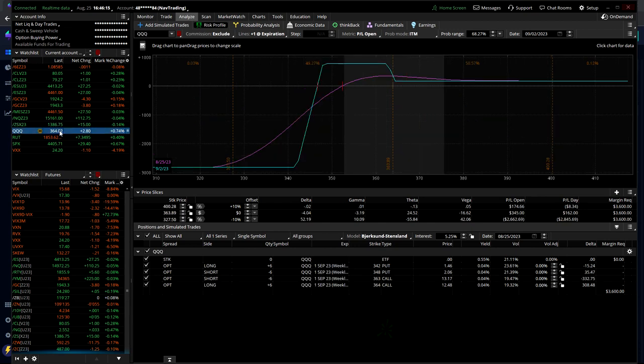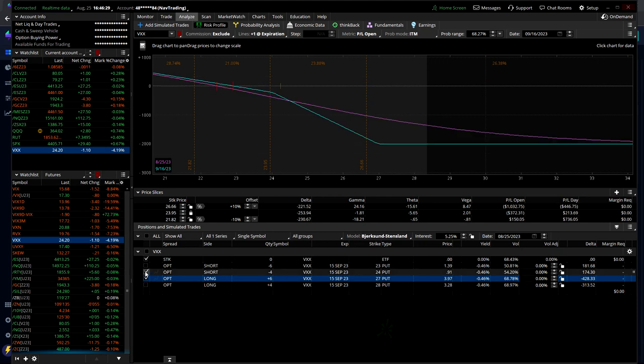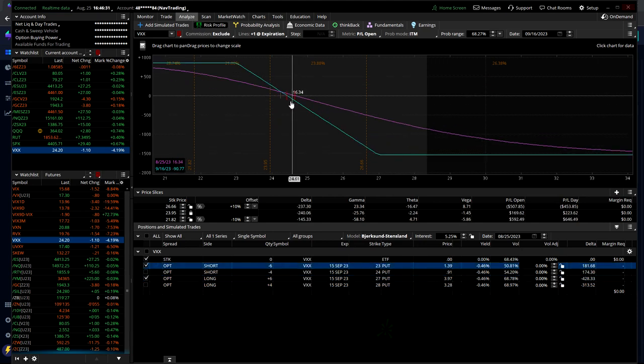QQQ, I showed you that duck. VXX would be the last one. So we've got a couple of verticals here. Already took off half of this one when it was down here for 50% of max profit, holding the remaining half. And then this one that we've been holding, it's come back into range, up a little bit of money. I'm looking for 50% of max profit on that one as well.